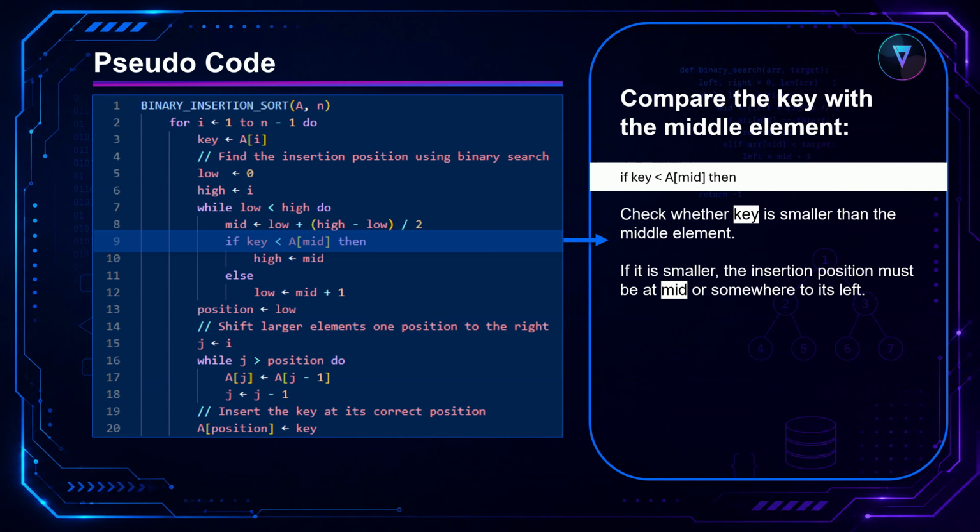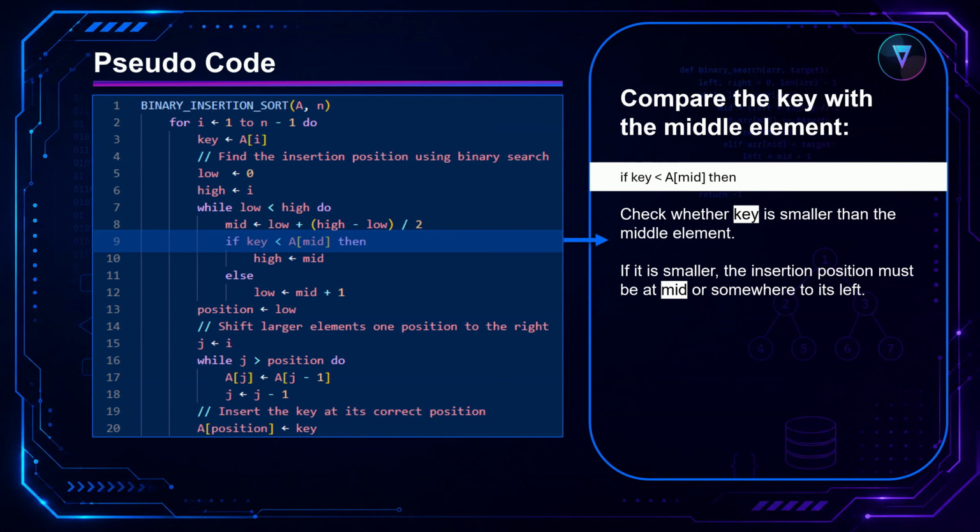After calculating mid, we check if the key is smaller than A at index mid. Correct. This compares the key with the middle element of the sorted portion. If the key is smaller, its correct position must be at mid or somewhere to the left of mid. Then we execute high equals mid. Yes, this moves the right boundary to the middle index.